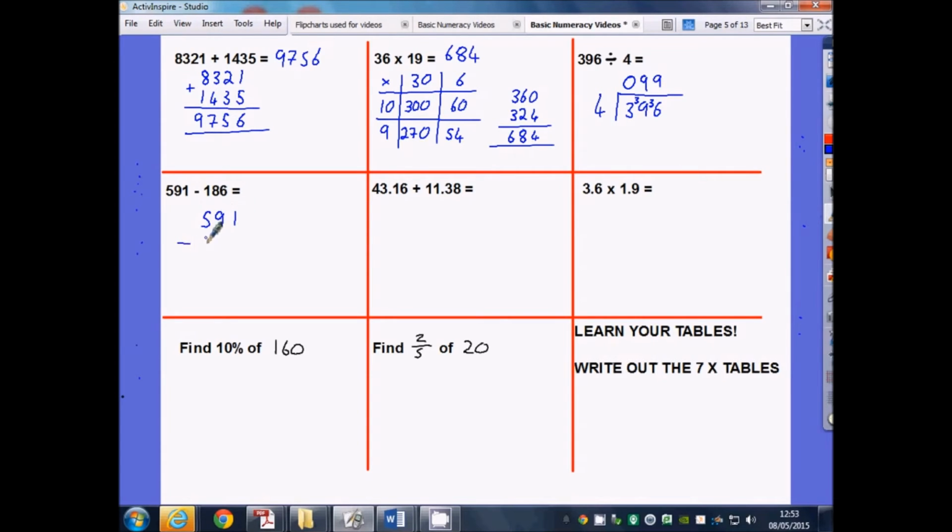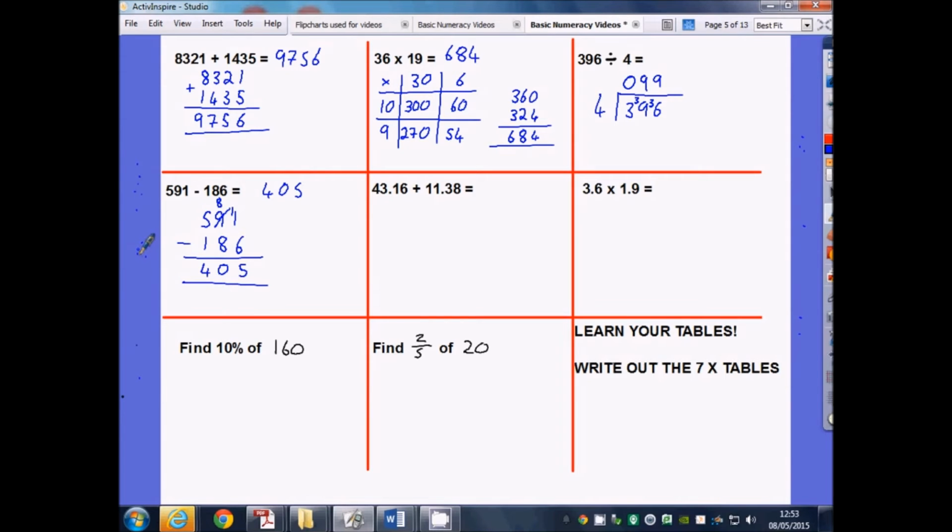591. Subtract 186. 1 take away 6 is negative 5, and we said last time we don't want any negative answer. So what we're going to do instead is change that 9 to an 8 and carry 10 over to create 11 over here. 11 take away 6 is 5. 8 take away 8 is 0. And 5 take away 1 is 4, leaving an answer of 405.